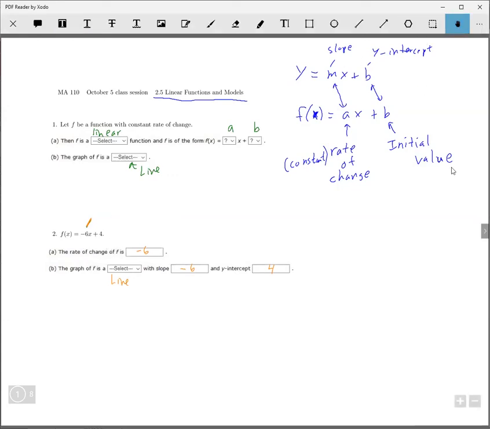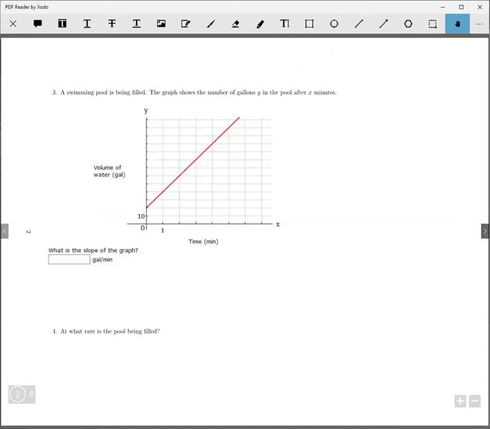Okay, let's go on to number 3. A swimming pool is being filled. The graph shows the number of gallons y in the pool after x minutes. They want to know the slope of the graph. What you can do is choose any 2 points on the graph that you know exactly where they are, any 2 different ones. So let's choose this one.